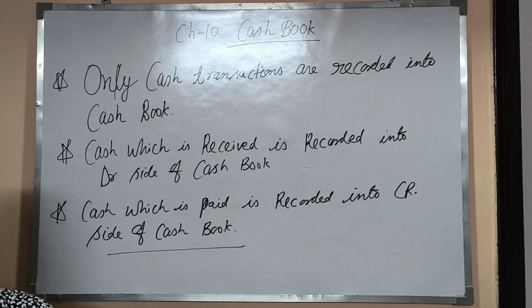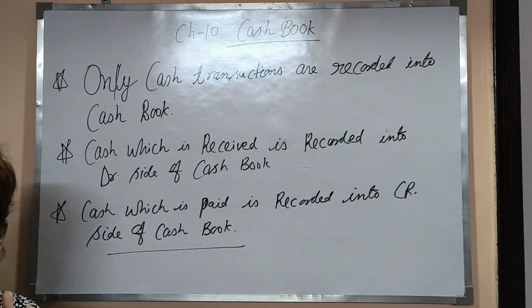There are two types of cash book. One is the simple column cash book, in which only cash transactions are recorded. And second is the double column cash book. It is also called a two-side cash book, a two-column cash book. It means a cash column along with a bank column, a cash book with a bank column. In this two-column cash book, cash transactions as well as bank transactions are recorded.